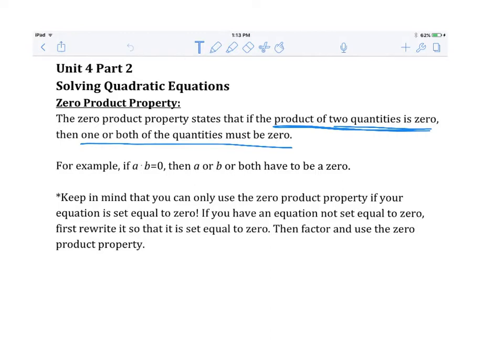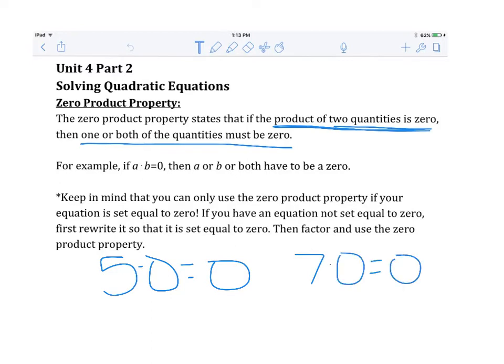For example, if you have A times B equals zero, then A or B or both have to be zero. If you take 5 times 0, you get 0. If you do 7 times 0, you get 0. 0 times 2 equals 0. So the only way to get 0 when you're multiplying things together is that one of them has got to be a 0. We're going to keep this in mind: you can only use the zero product property if your equation is set equal to 0.